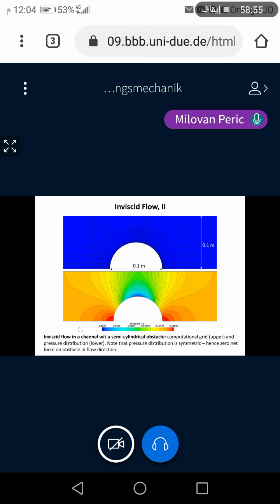a channel with a semi-cylindrical obstacle. I see this is one slide where I forgot the height, so width, a semi-cylindrical obstacle. You see the computational grid in the upper picture, and the pressure distribution in the lower picture. And the pressure distribution for an inviscid flow should be symmetric. It looks almost symmetric, but you will see later on when we take the values along the wall that it's not quite symmetric, but relatively good.